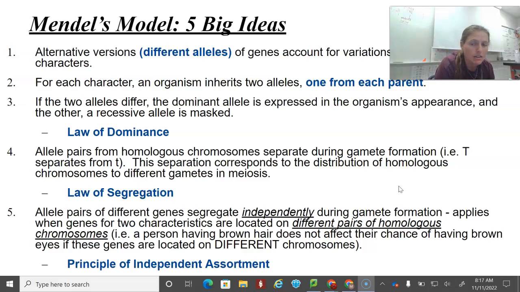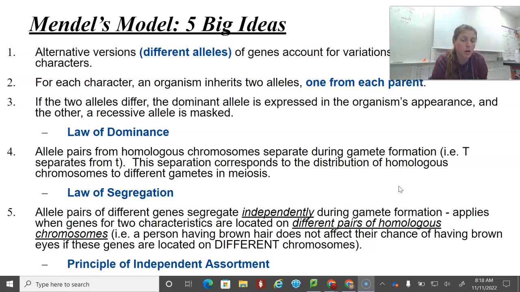Second one is the law of segregation. This is basically saying that when gametes are made, there's the bell. I told you it would happen. When gametes are made, they are going to have one from mom and one from dad. And then last but not least, the principle of independent assortment.